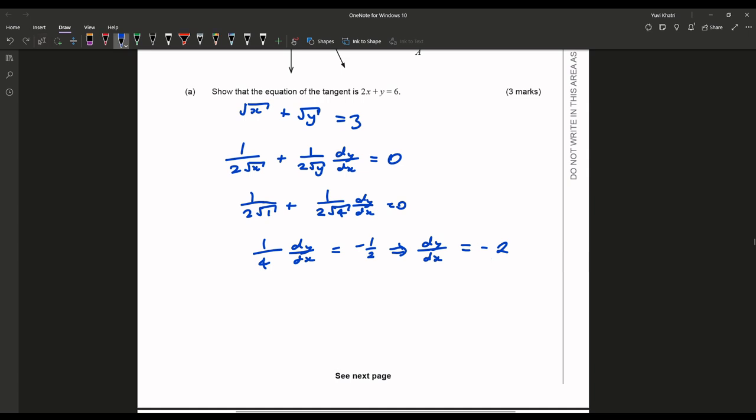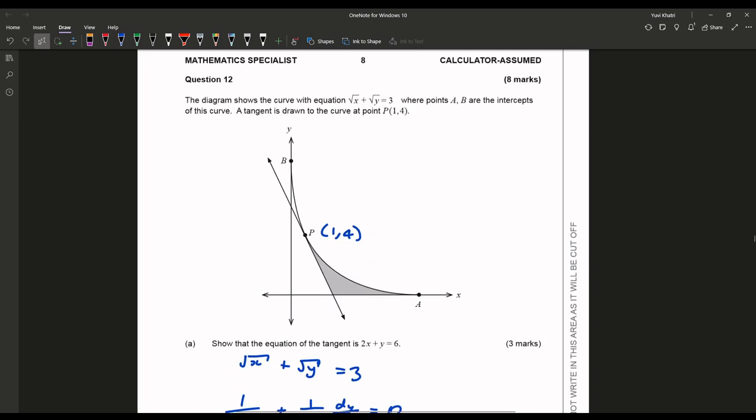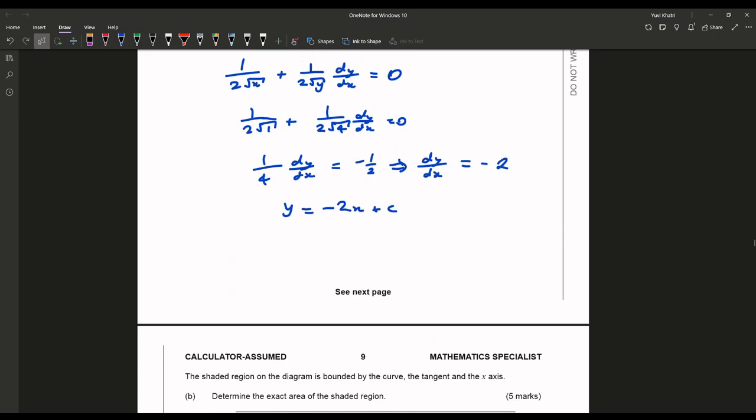So right now we have y equals negative 2x plus c. And now let's sub in (1, 4) into here because that's the point on the line. And we get c equals 6. So we have y equals negative 2x plus 6, or 2x plus y equals 6. Done.